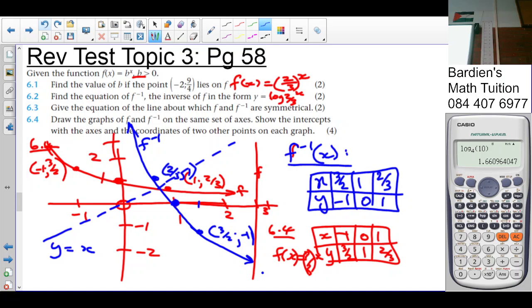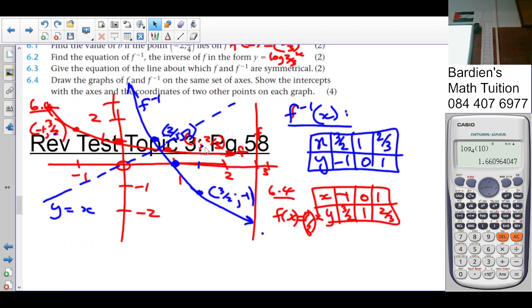Another graph. Okay, draw the graph of f and the inverse of the same system. Show the intercepts with the axis and the coordinates of two other points on each graph. Now those are the points in the other. H of x must look up. Okay. Let's carry on.